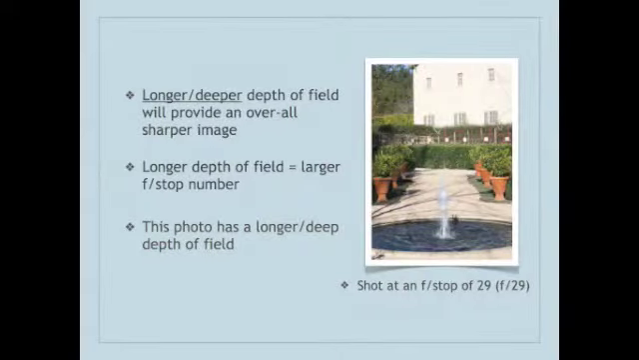Now in this photo, you can see I shot it at a higher f-stop of 29, and with this you get this longer, deeper depth of field. Everything is in focus. Sometimes you do want that in a photograph. And the way you achieve that is stopping up, which means you're limiting how much light gets in through the lens.